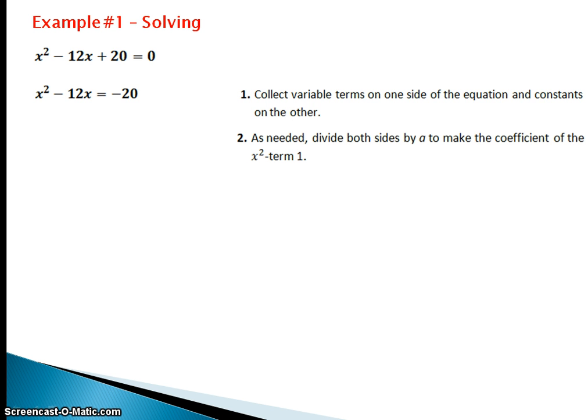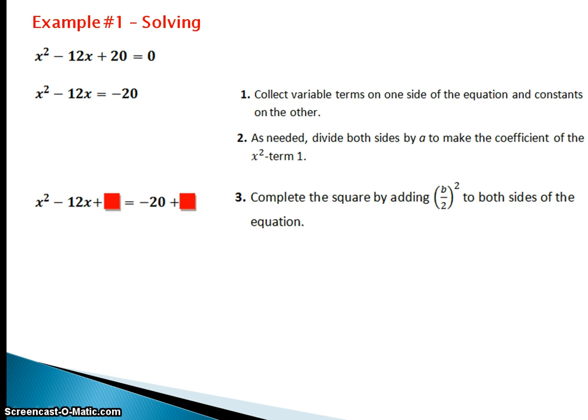I don't need to do step 2 because A is already 1, so I don't need to divide everything by A. But I do need to do the rest of the steps. So now I'm going to complete the square by dividing negative 12 by 2 and adding it to both sides of the equation. It's very important that you add it to both sides of the equation.